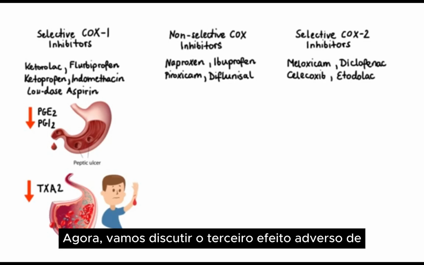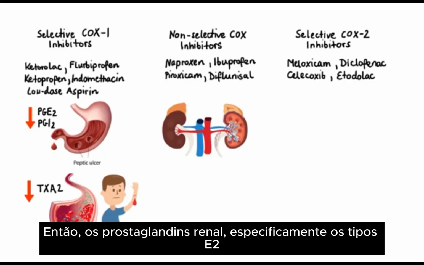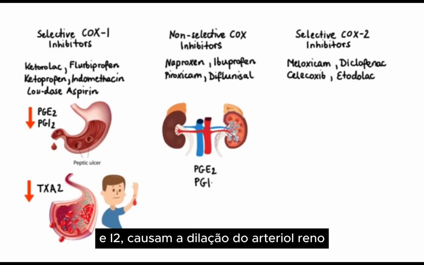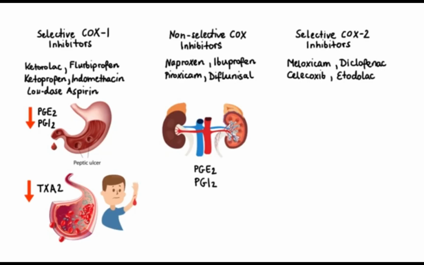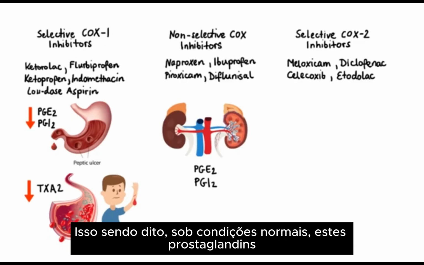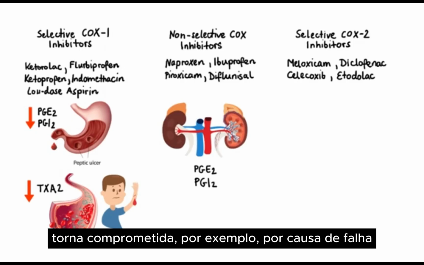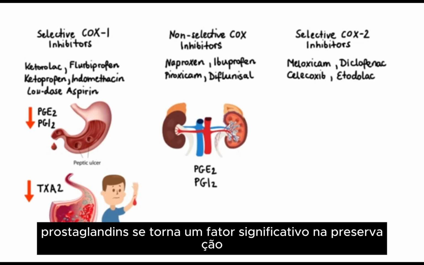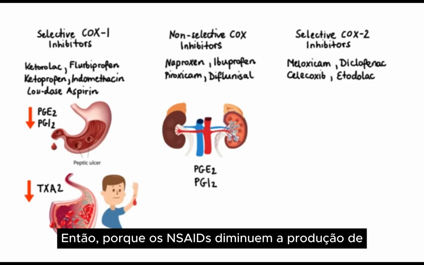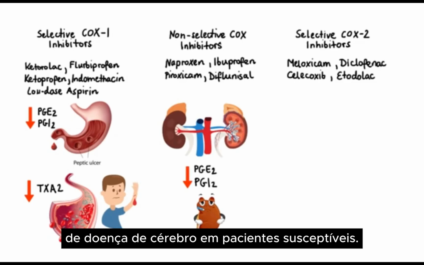Now let's discuss the third major adverse effect of NSAIDs, which results from their actions on the kidney. So renal prostaglandins, specifically E2 and I2 types, cause dilation of the renal efferent arteriole, which is important for maintaining glomerular filtration rate. That being said, under normal conditions, these prostaglandins have only minimal effect on renal perfusion. However, when kidney function becomes compromised, for example due to heart failure or old age, the production of prostaglandins becomes a significant factor in preservation of the renal blood flow. So, because NSAIDs decrease production of renal prostaglandins, they also may increase the risk of kidney injury in susceptible patients.